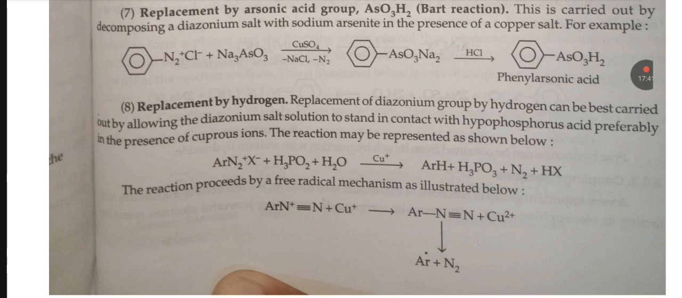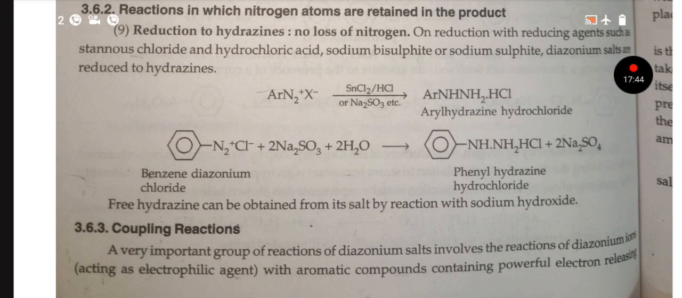Reactions in which nitrogen atoms are retained in the product. Reduction to hydrazine, no loss of nitrogen. On reduction with reducing agents such as stannous chloride and hydrochloric acid, sodium bisulfite or sodium sulfite, diazonium salts are reduced to hydrazines. For example, benzene diazonium salt plus Na2SO3 plus H2O will give phenylhydrazine hydrochloride. Free hydrazine can be obtained from its salt by reaction with sodium hydroxide.